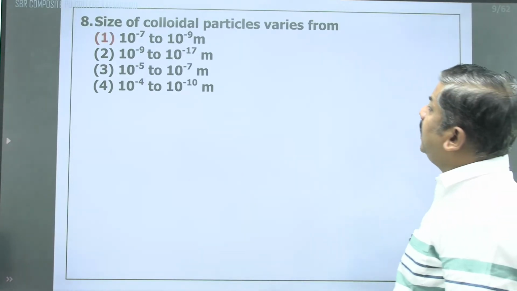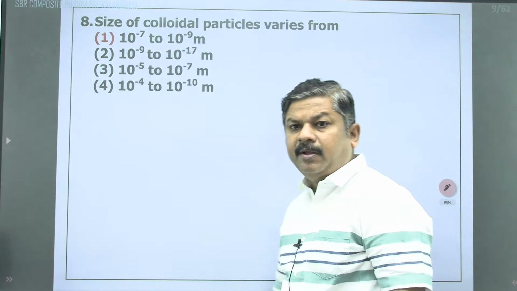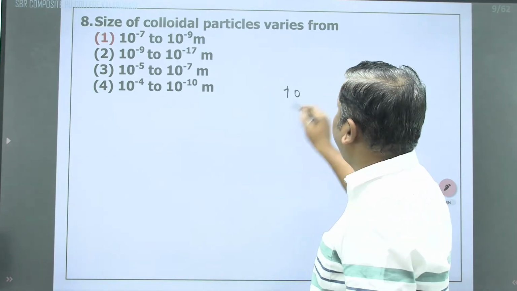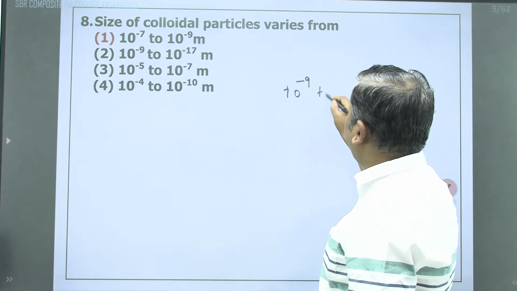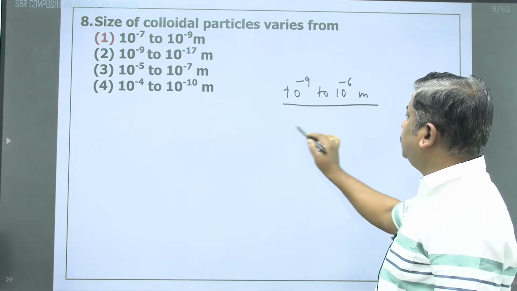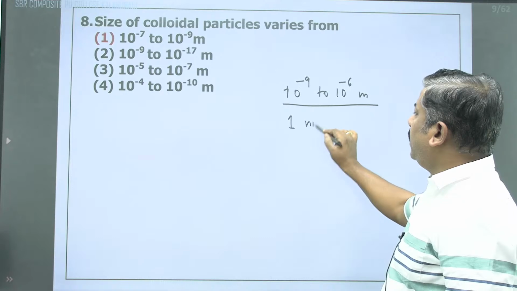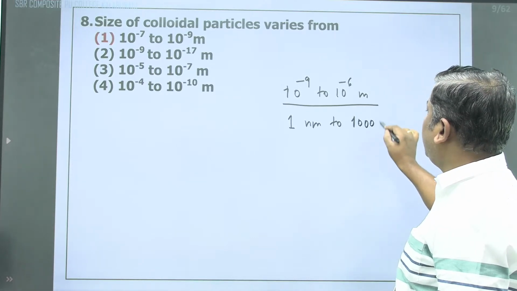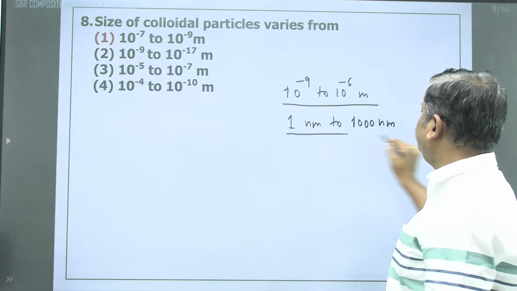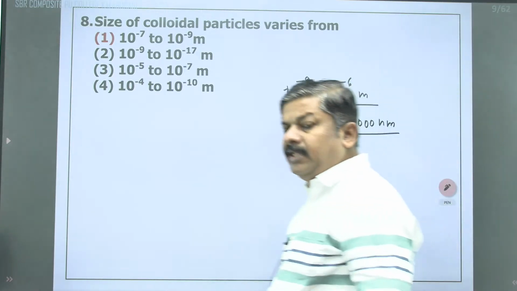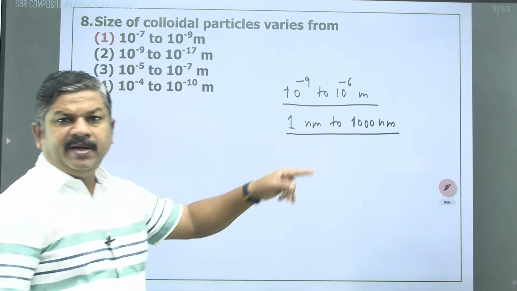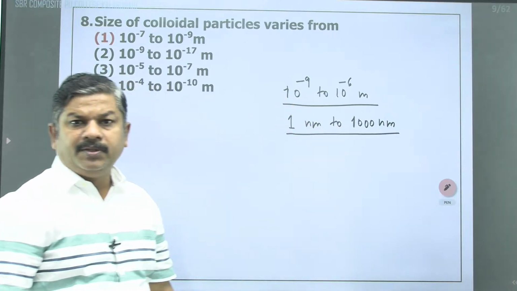Question number 8, the size of colloidal particles varies from. In any colloidal solution, particle size is ranging, in terms of meters, from 10 to the power of minus 9 to minus 6 meter, or in terms of nanometers, from 1 nanometer to 1000 nanometers. This is a general thing that is applicable for the size of colloidal particles: minus 9 to minus 6 meter, or 1 nanometer to 1000 nanometers.